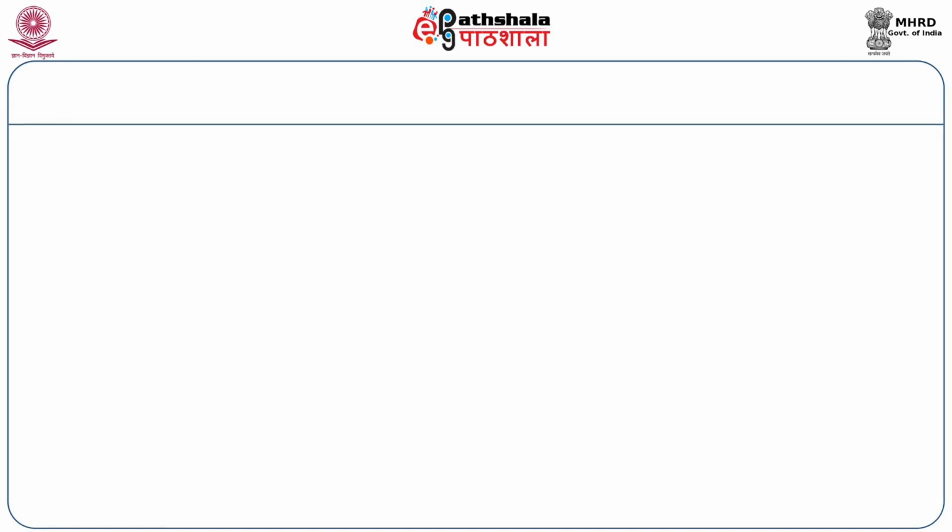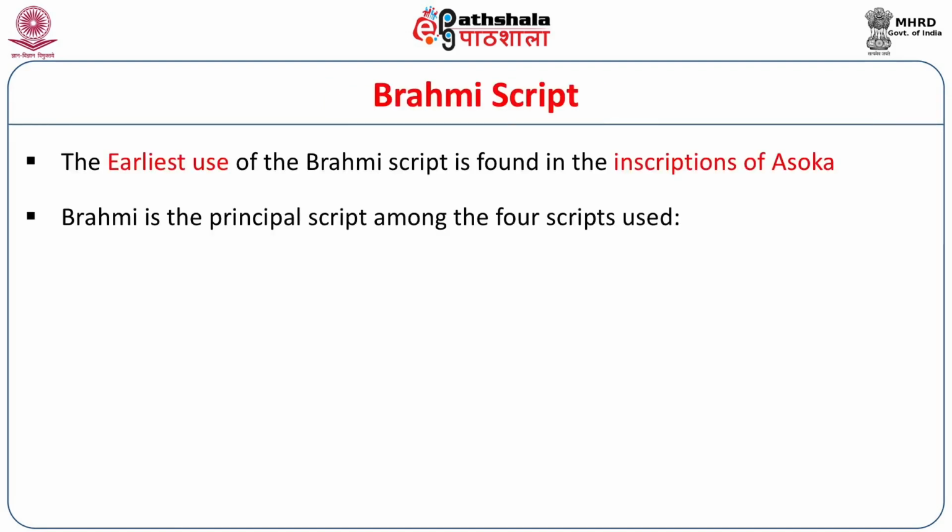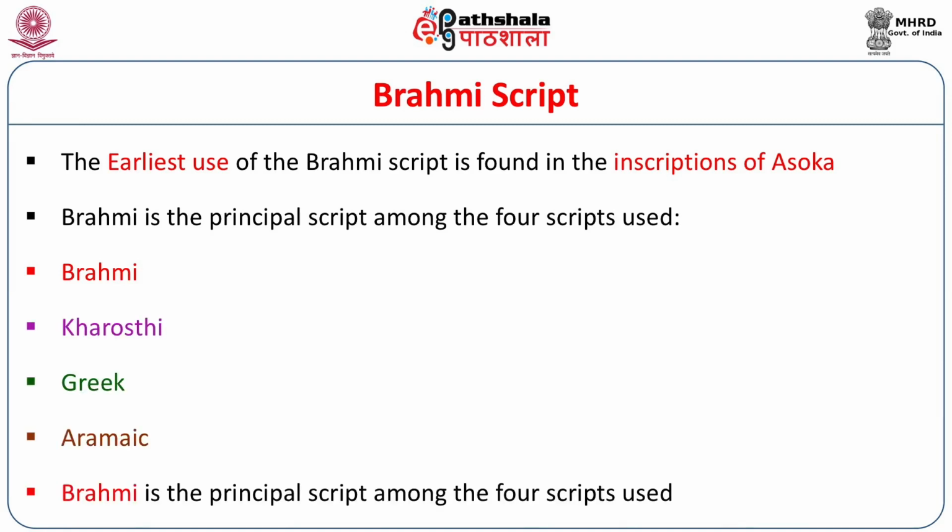features of the script. As we know, Brahmi is the principal script of all the four scripts that were used in the Ashokan inscriptions. What were these four scripts? These were Brahmi, Kharoshthi, Greek, and Aramaic. Brahmi was used for writing the Indian Prakrit language. Kharoshthi was used for writing what is called Gandhari Prakrit, which was the lingua franca of the Gandhara region.